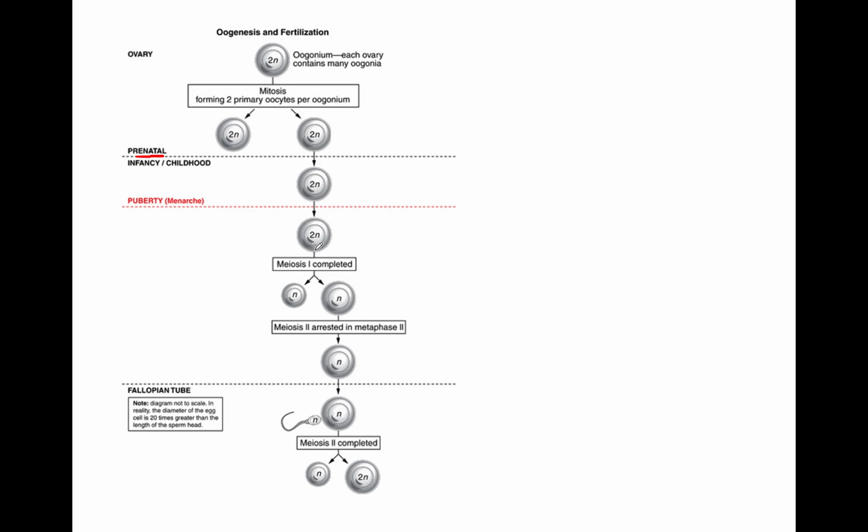That produces the secondary oocytes and a haploid polar body. Sorry, no, that's not a secondary oocyte, that is a primary. So these are oogonium. Oogonium undergo meiosis to produce the primary oocyte.